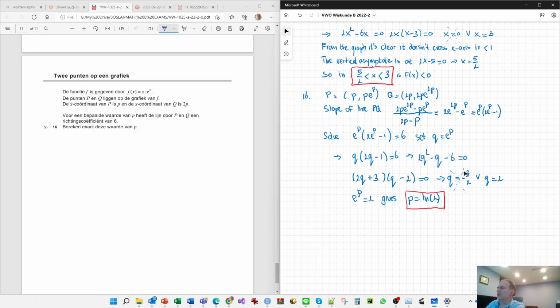Anyway, so this is what you find. You get q is minus 3 over 2, or q is 2, but e to the power p cannot be negative, so we just rule this out. So we just have that e to the power p has to be 2, which just means that p is log of 2. And that is the exam result.